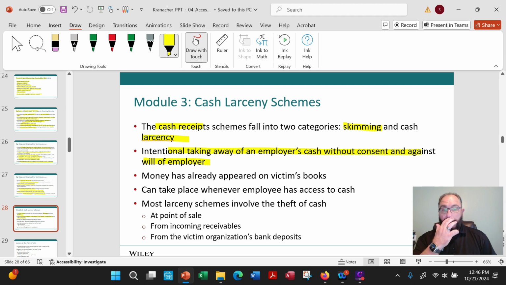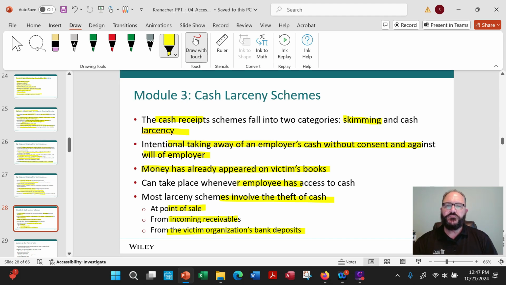So they're related, but larceny is a little bit different. Okay, and with larceny, the money has already appeared on the victim's books. So, see, with skimming, it's before it was on the books. Larceny means it was on the books already. Okay, whenever employees have access to cash, most involve theft of cash at the sale, incoming receivables, and the organization's bank deposits. So the difference between larceny and skimming has to do with the timing of it.